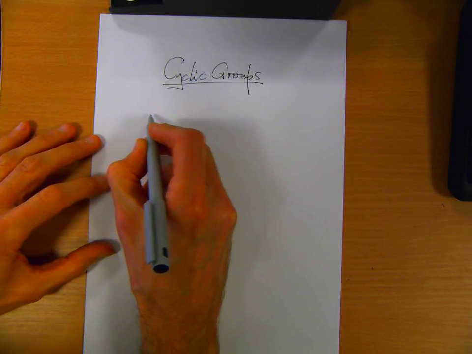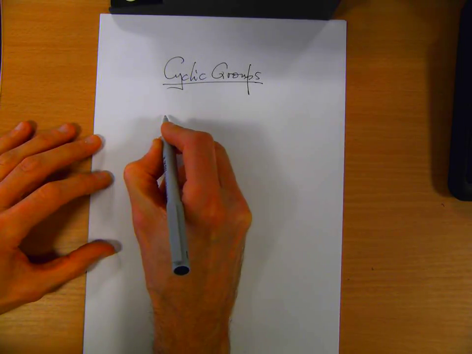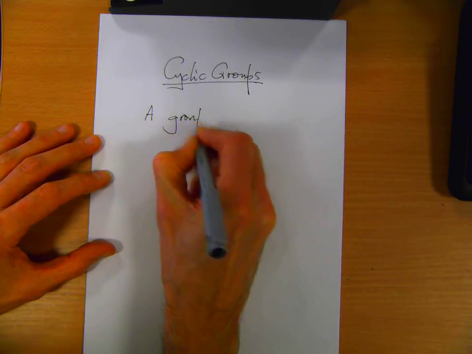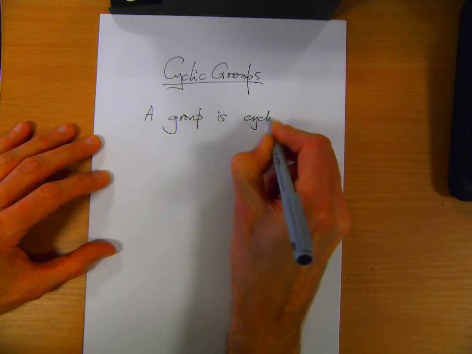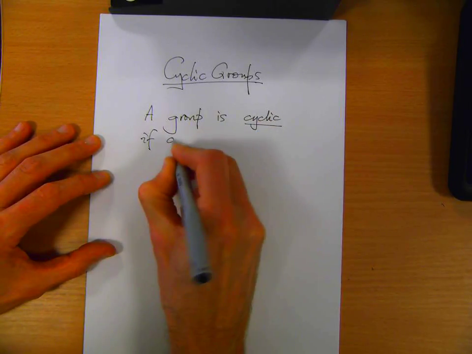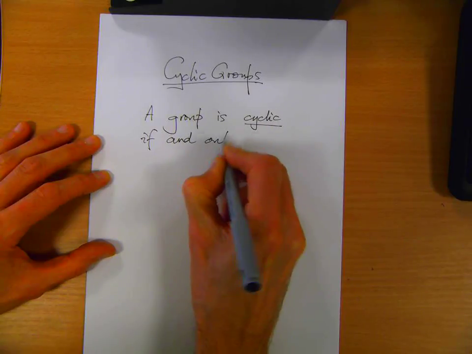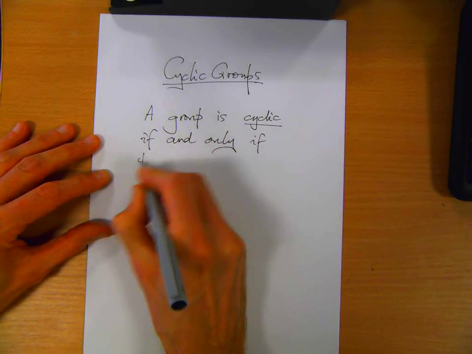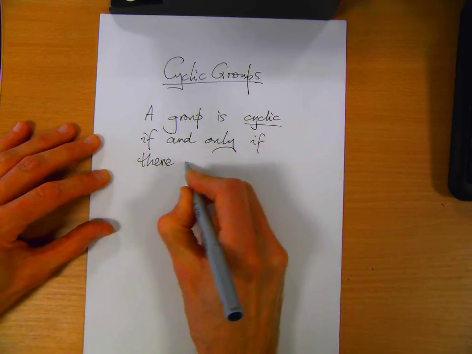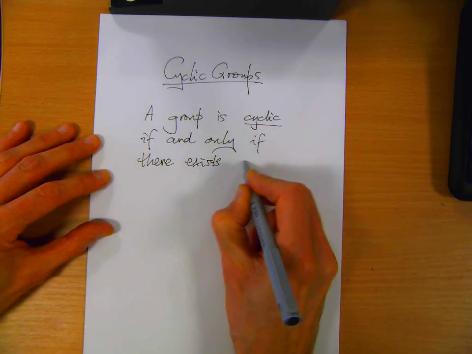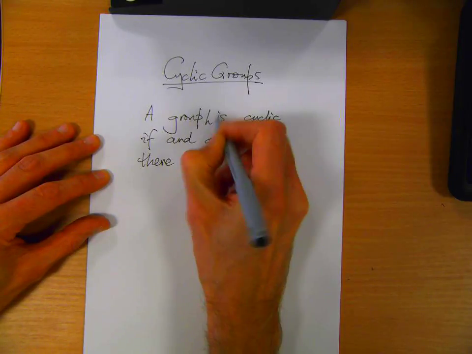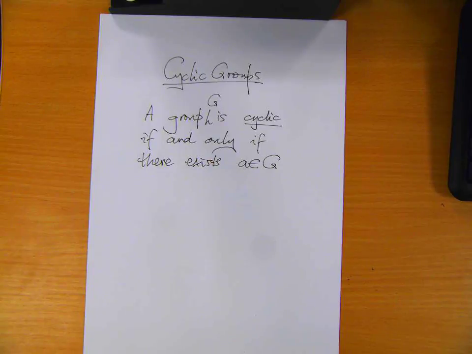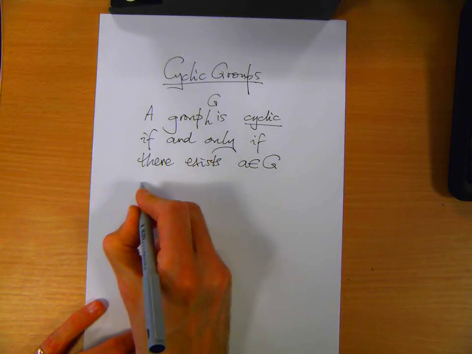So remember, the idea is a group is cyclic, just to remind you of the definition, if and only if it can be generated by a single element. So this is the basic idea. And remember, generated means that it consists solely of the powers of this single element.